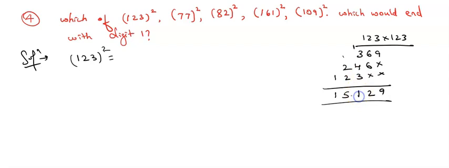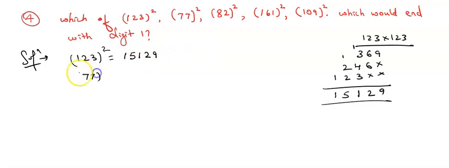Be careful, that's what I was telling. It is 11, 1 carry. So 1 plus 2, 3 plus 2, 5, 1. So the answer is 15129. Be careful with the calculation part. Maybe I am solving here, but still it is your duty. You also need to solve it. Okay, good. 123 whole square is 15129.